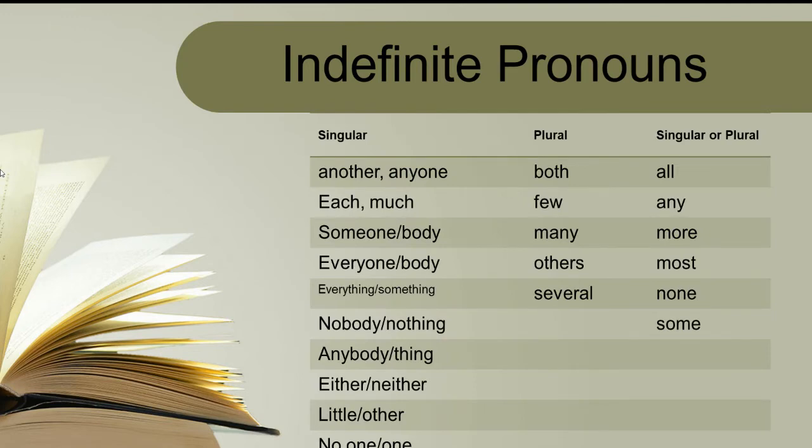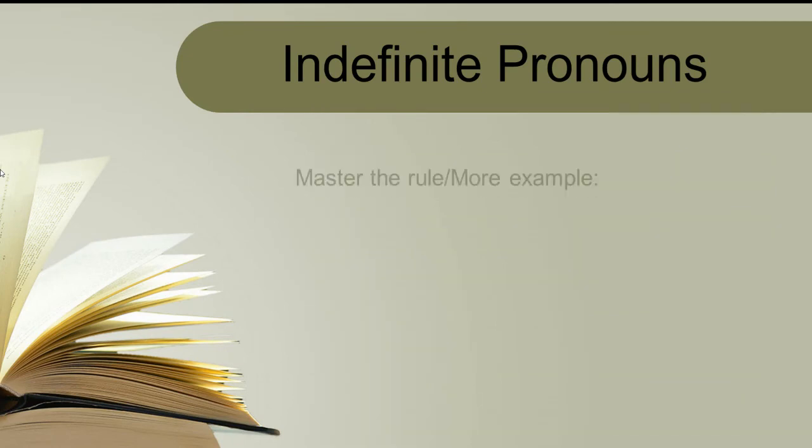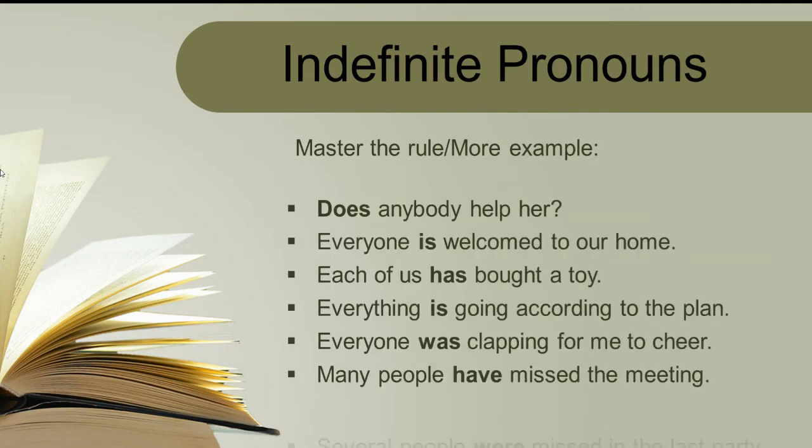Now let's see this chart to learn this concept. Another, anyone, each, much, someone, somebody, everyone, everybody, everything, all of these take singular verb form. Both, few, many, others, and several, these take plural verb forms. Now there are some indefinite pronouns which either take singular or plural verb form depending on the context. For example, all, any, more, most, none, and some. Now let's quickly see some of these examples.